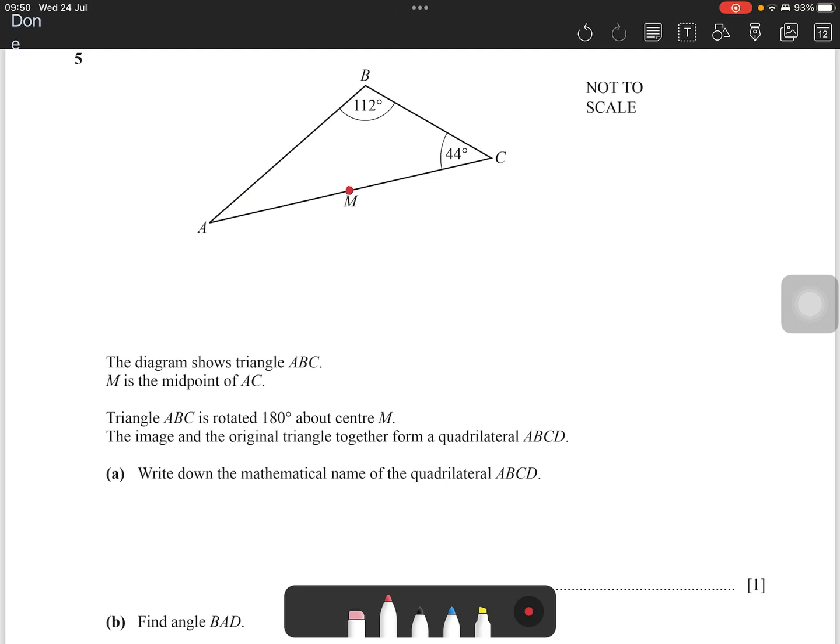So if you rotate the triangle ABC 180 degrees about the center M, then the point B should be opposite to its image, which means M is also the midpoint of BD. Then we'll join ABCD together and we see that it is a parallelogram.